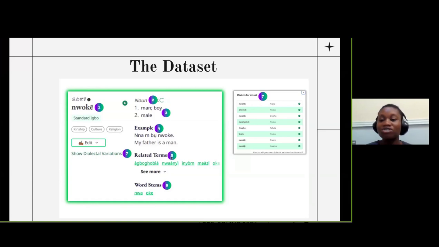And then number 5 shows the related word for this. So for example, it means girl, which is a related word for boy. And number 6 shows the word stem. And then number 7 shows the dialectal variation, which is one of the important things in this data set. On the right-hand side, you will see the different dialectal variations of Nwoke, each from a different dialect. So Ngwa is a dialect, Nsukka is a dialect, Onitsha is a dialect. And for each of these dialects, they pronounce Nwoke in different ways.